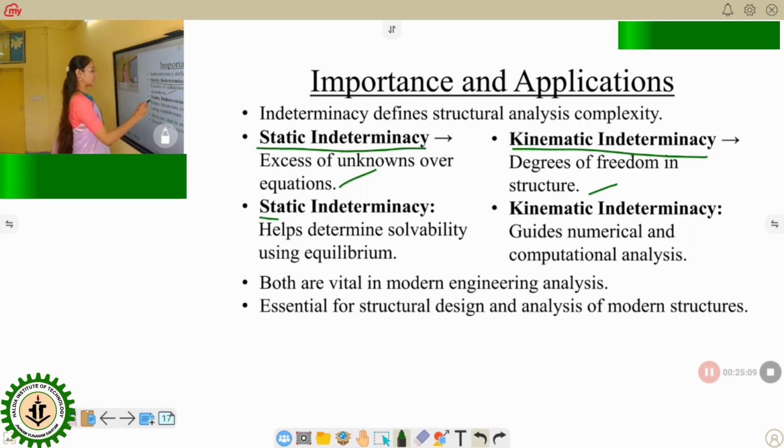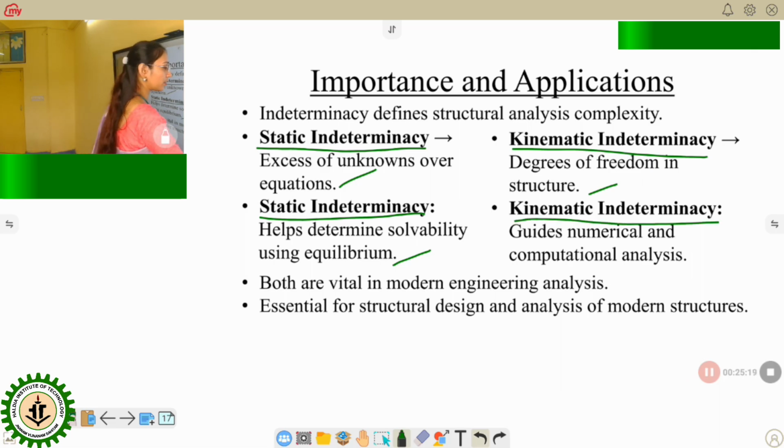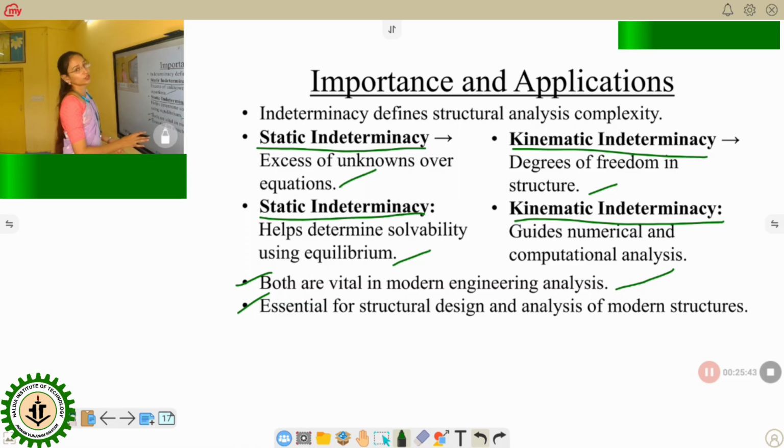Okay. Next, static indeterminacy helps in solvability using equilibrium equation only. That is, whether equilibrium equation is enough to solve it or not. And whereas kinematic indeterminacy is guided through the numerical and computational analysis like stiffness method, matrix method for solving a complex structure. Both are vital in modern engineering analysis. Both are always equally important, but more complex is kinematic indeterminacy solutions, and easier is the static indeterminacy structure. Now, for structural design analysis of modern structures, both are important.